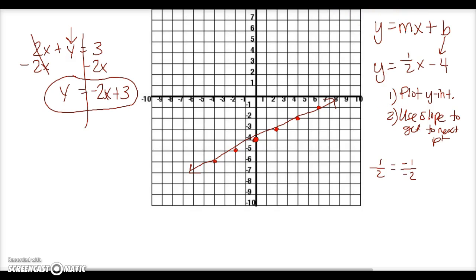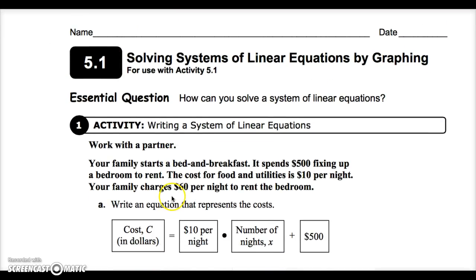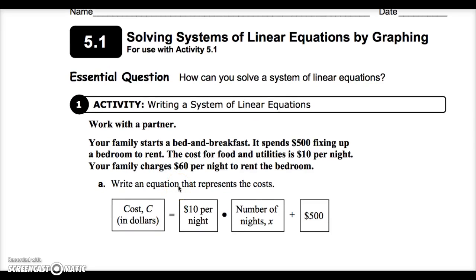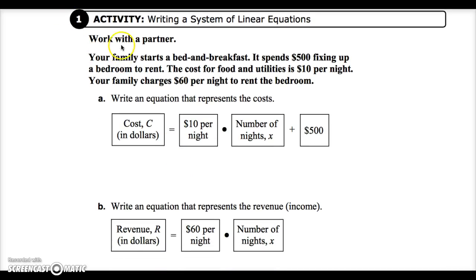So if we look in your workbook at activity 1, it says your family starts a bed and breakfast. It spends $500 fixing up a bedroom to rent. The cost for food and utilities is $10 per night. That's what your family has to pay to keep it running. Then your family charges $60 per night to rent the bedroom. So within this word problem, you actually have two equations embedded in there. Part A is going to help us write the first equation. Part B is going to help us write the second one.